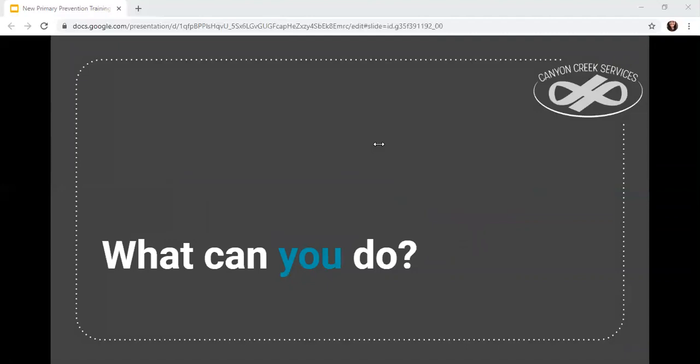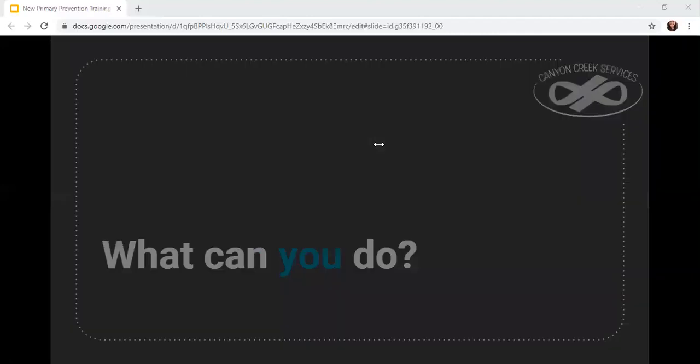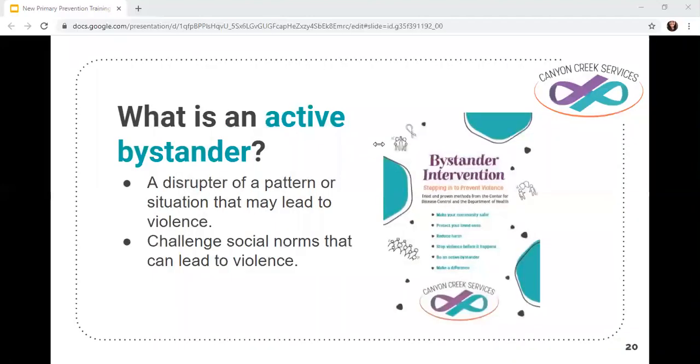Let's talk about some things that you can do to support primary prevention and keep our communities safe. Be an active bystander. An active bystander is a disruptor of a pattern or situation that may lead to violence. An active bystander challenges social norms and is there to intervene and support, not to save or rescue people. If you are interested in our bystander intervention curriculum, please reach out to us by emailing prevention@ccwcc.org for more information.